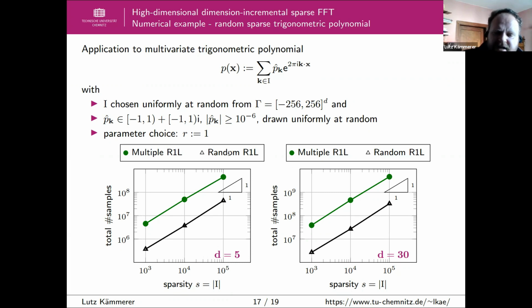And what you see is that the random rank-1 lattices, the new approach, compared to the discretization approach in each step, lead to a reduced number of samples, by a factor of approximately 10, I would say. And in addition, you see a linear factor in d somehow. You have a factor of, let's say, 10 times more samples needed in dimension 30 compared to dimension 5. Okay, this is somehow an artificial example.